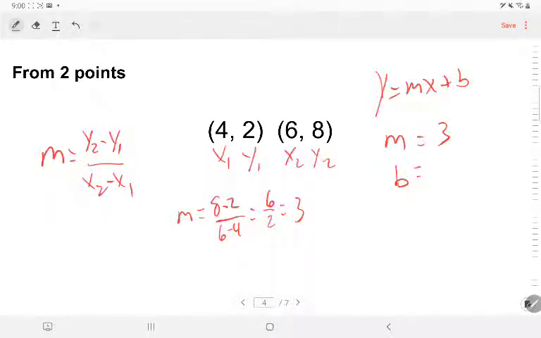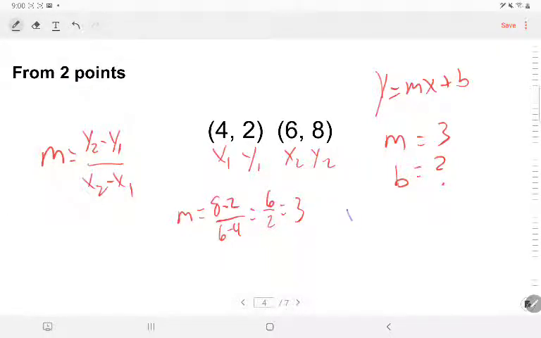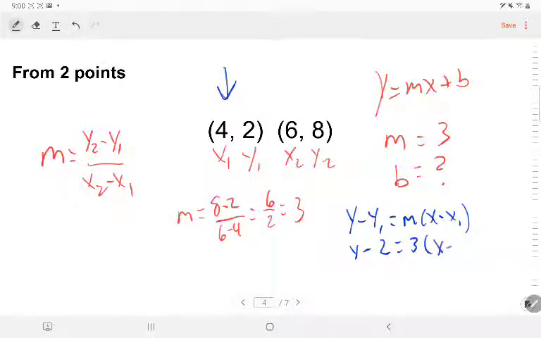Now I don't know what the y-intercept is. So that's where I would come back and use my point slope form: y minus y1 equals m times x minus x1. So I could say y minus, let's just use this one right here, y minus 2 equals my slope of 3 times x minus 4.